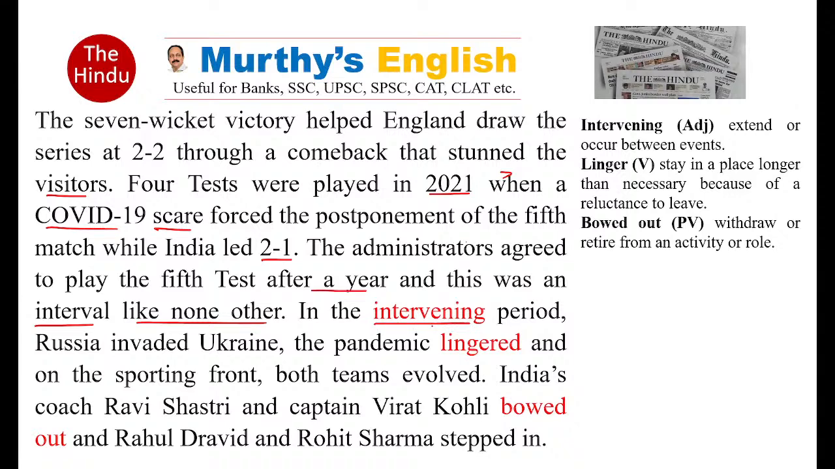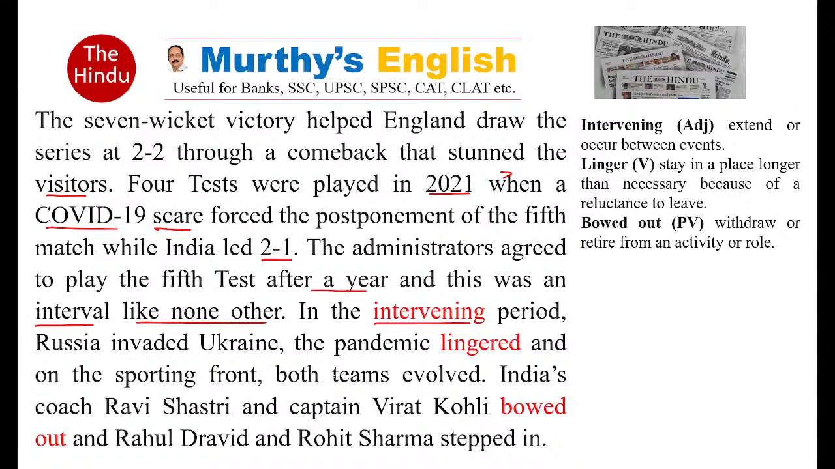There's one word here, intervening period. In this context, what does it mean? Extended or occur, extend or occur between events. Last year, the 4 matches, and this year, the fifth match. In the intervening period, during this time, so many things happened. Russia invaded Ukraine, the pandemic lingered, and on the sporting front, both teams evolved.